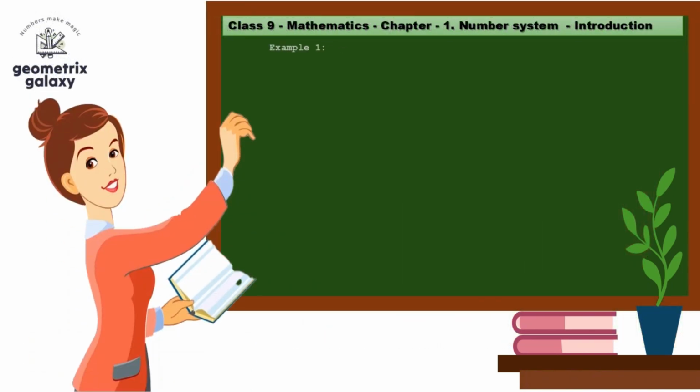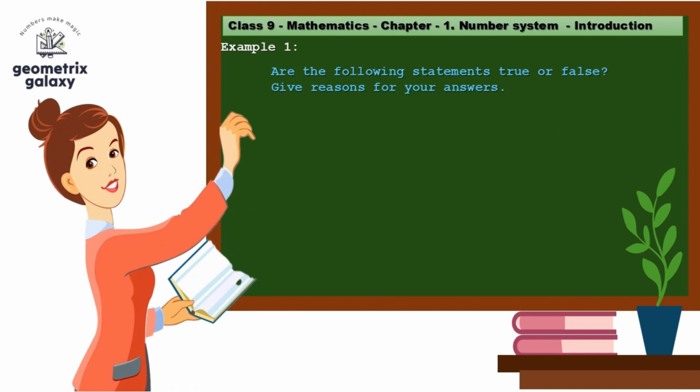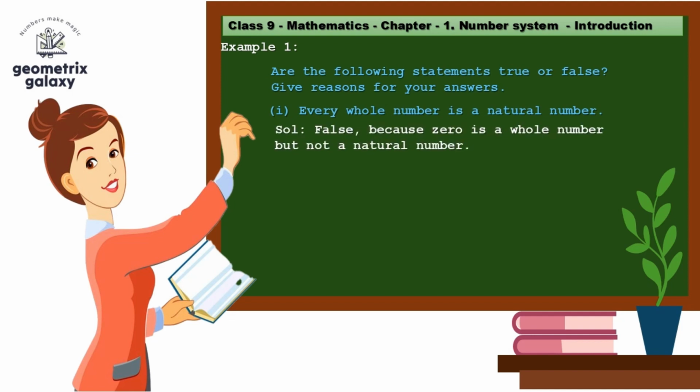Now let us see our textbook example 1. Are the following statements true or false? Give reason for your answer. The first subdivision is: every whole number is a natural number. No, it is not, because in whole numbers we have 0.